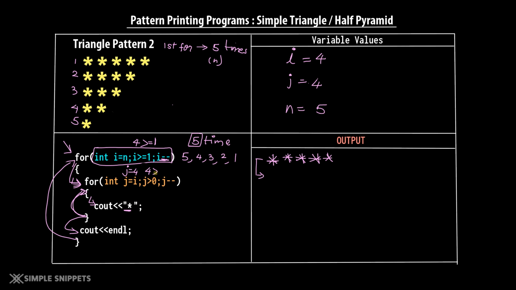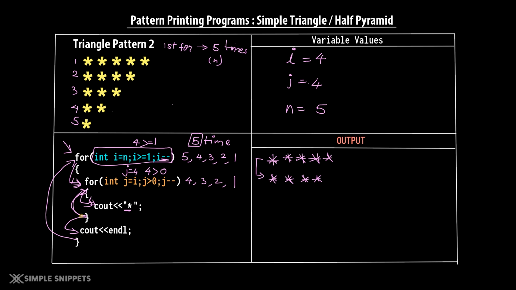Is 4 greater than 0? This is the condition. Yes. So you'll go inside and now you'll print one more star. Again come at the start of the inner for loop, j minus minus. So you can see now there is a pattern going on. This time j will run from 4, 3, 2 and 1, which is 4 times. So 4 stars are gonna be printed.